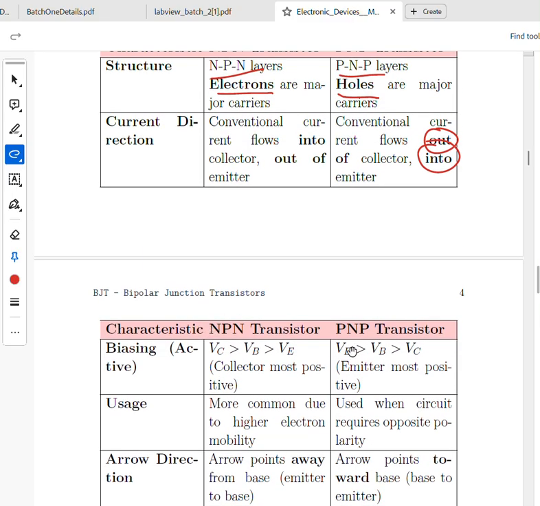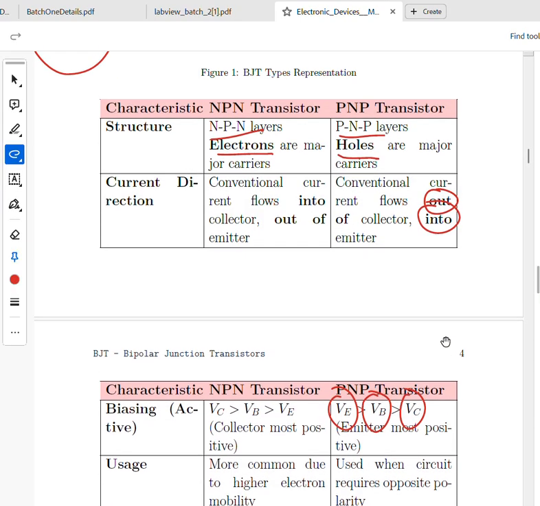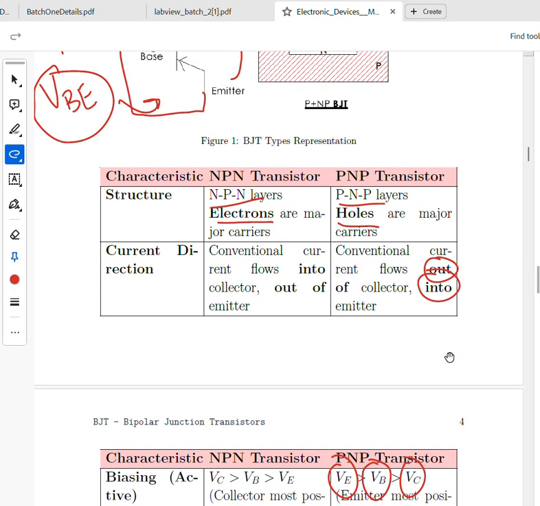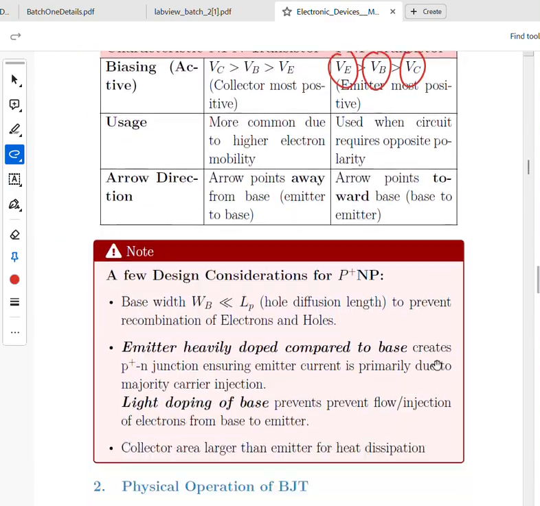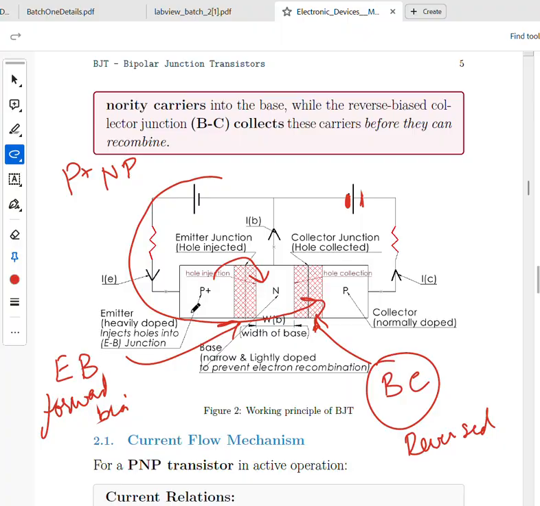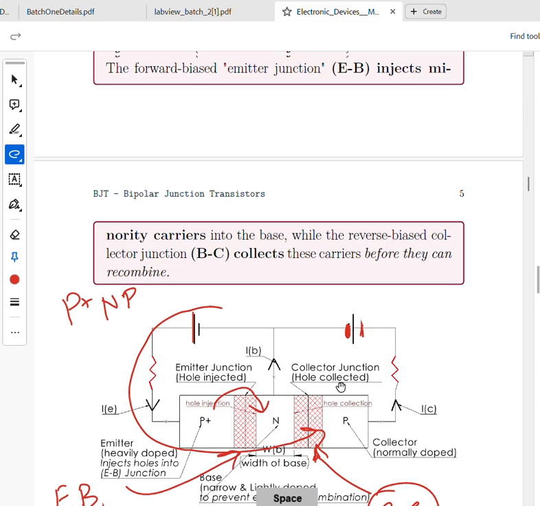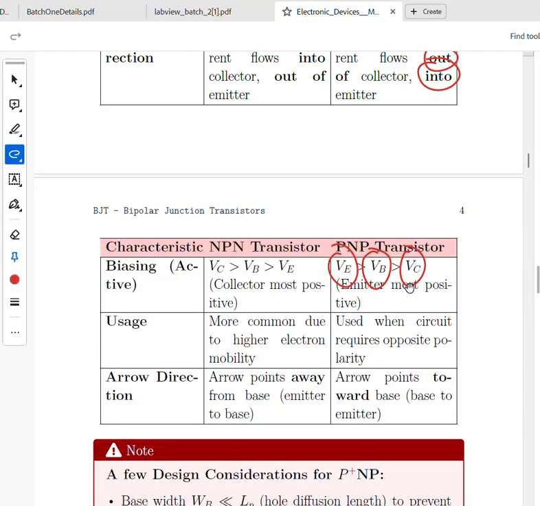Biasing is important. In the PNP, the emitter should have the highest positive voltage. Next is the base, and the collector should have the least positive amount of voltage. Why is that the case? I will bring that up here. Here, if this is the collector, the collector voltage should be less.